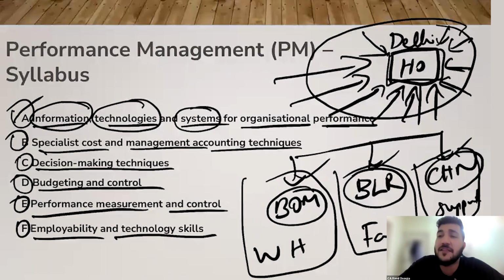Now, if you're looking at this syllabus for the first time, you must be freaking out. What are these names? What is decision making? What is performance measurement? What is employability, technology skills? You don't have to worry, because I'm going to make this topic so easy for you that you're going to say, okay, all those names, but it's not even difficult. And you might be looking forward to attempting this paper in your final level also in the form of APM. That is my promise. So you don't have to worry. I will take you through all these sections in depth.